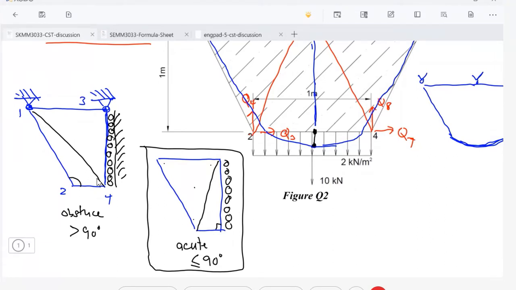So one way to get the most accurate result is to look at the angle. In this case, for the second one, all the angles are maximum 90 degrees. But for the first one, there's one angle at node 2 which is more than 90 degrees. So this is how we avoid certain issues. Okay, so now we can go to the next one.